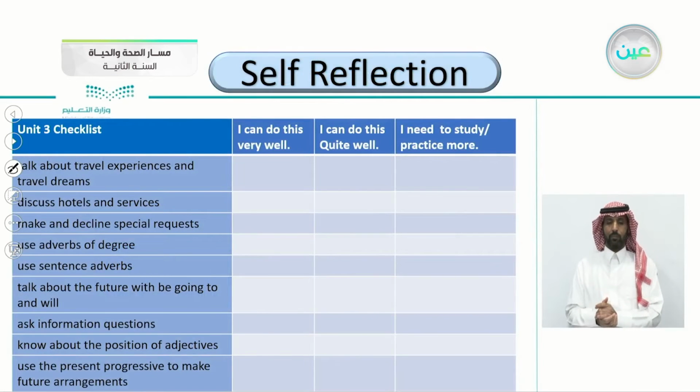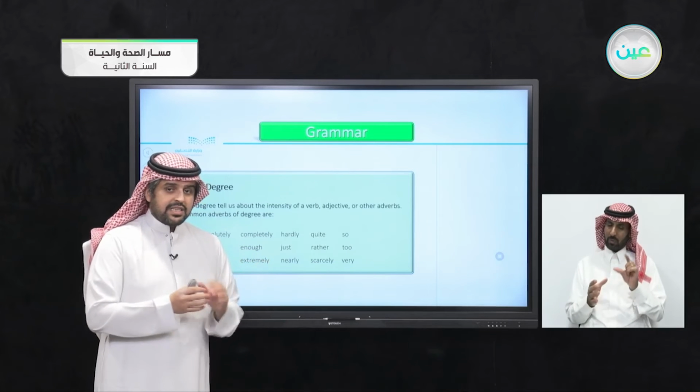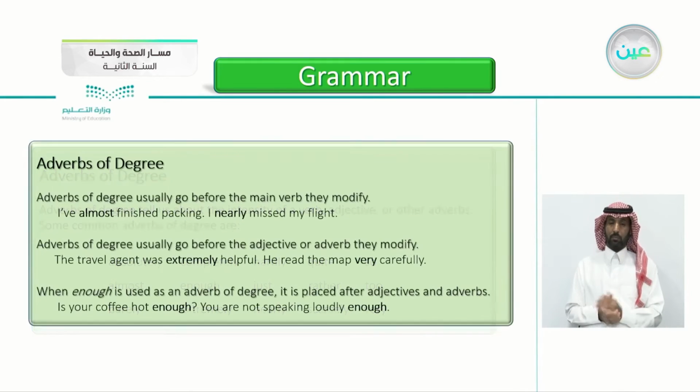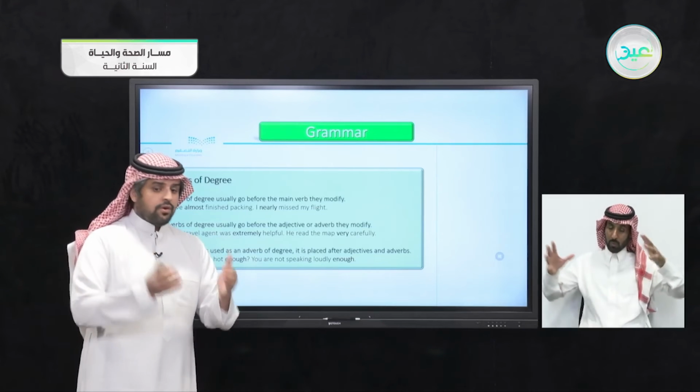And if you remember the next part, use the adverbs of degree and also the sentence adverbs. If you remember the adverbs of degree here, absolutely, completely, hardly. It says here, adverbs of degree tell us about the intensity of the verb, adjective or other adverbs. Some common adverbs of degree, so, too, very, quite, rather. So this shows you the intensity of the verb. Is it very big? Is it extremely big? Is it quite big? So if you don't understand this lesson, also here adverbs of degree usually go before the main verb. They modify before the main verb. And like the example here, I've almost finished packing. So almost came before finished. Adverbs of degree usually go before the adjectives also, or the adverb. As we said, it's very big, it's very small. So the adverb very comes before the adjective.